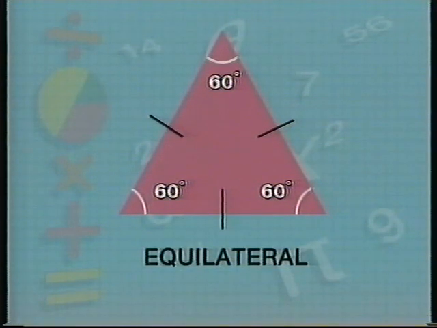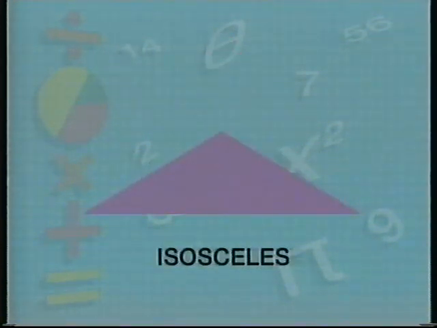When sides are of the same length, by the way, they're marked with a small line like this. An isosceles triangle has two sides the same length and two equal angles. An important thing to remember about triangles is that the angles always add up to 180 degrees.